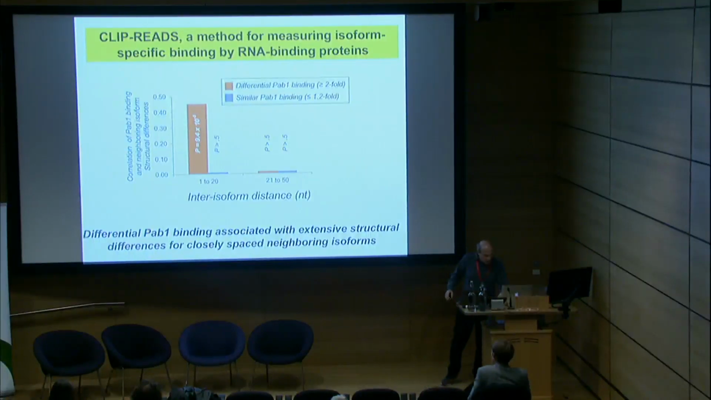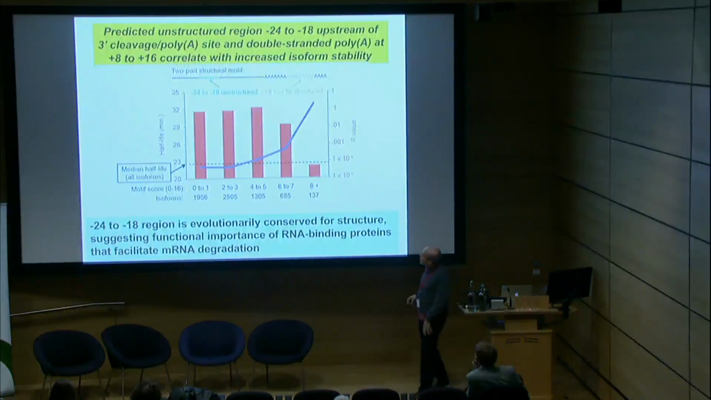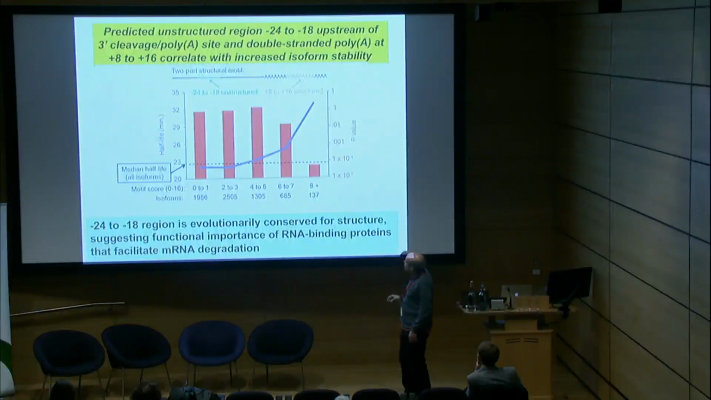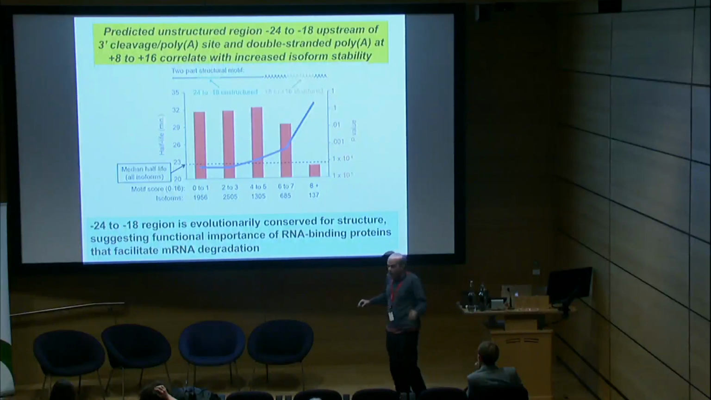All right. Now, what else do we know about the structure? What we've done here is, based on the structural information, we wound up essentially uncovering a 2-part structural motif. Basically, the structural motif is that this region here, between -24 and -18, is unstructured, and this region from +8 to +16 is structured. If you put those components together, you get a motif score. What you can see is that the closer you are to this motif, the longer the half-life. So this 2-part structural motif, which is based on real, actual DMS information, is linked directly to longer half-lives. And interestingly, this region here between -4 and -18 is evolutionarily conserved for structure.